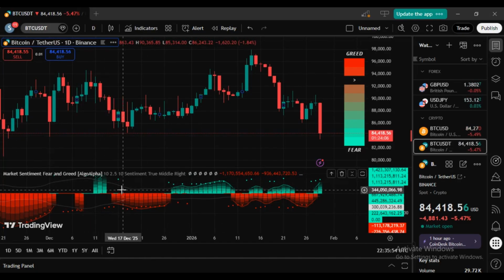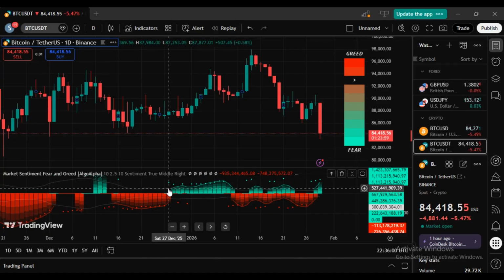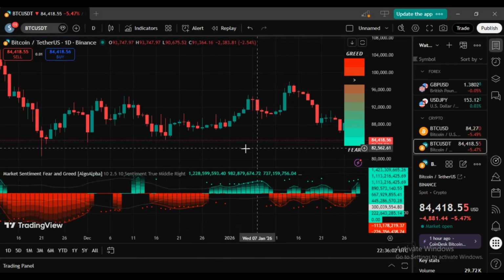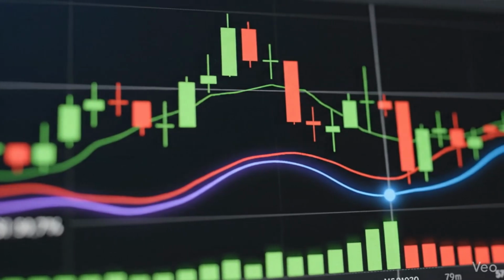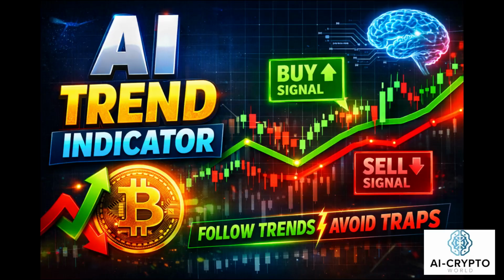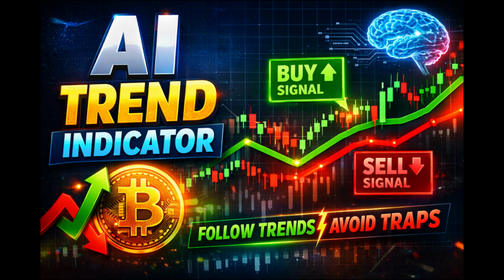When sentiment, volatility, and regime indicators all align, trades have higher probability. When they disagree, patience becomes a strategy. Now that you understand all the major AI indicator categories, in the next videos, we'll apply one AI indicator per video, step by step on TradingView. You'll learn how to apply it, how to read it, and how professional traders actually use it in real market conditions.